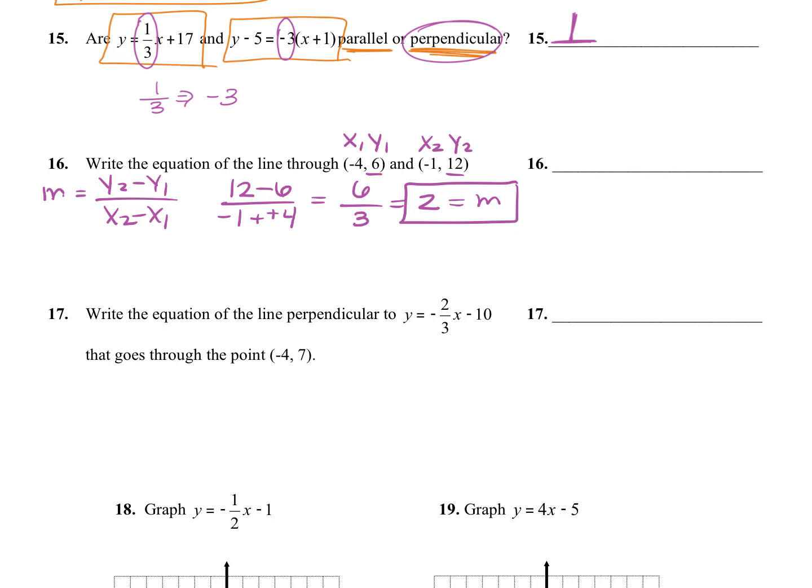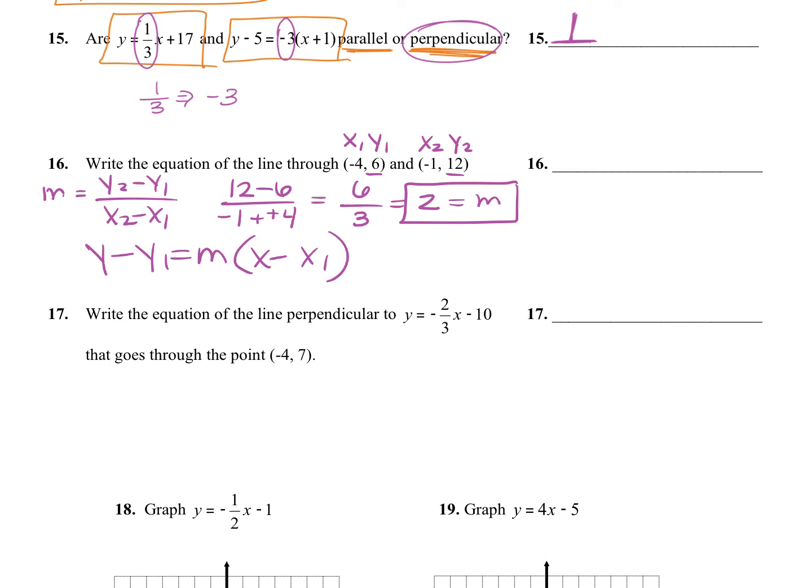Now what? Put it in point slope form. Put it into point slope. y minus y1 equals m times x minus x1. You may use either point, okay? Which point do you guys want to use?